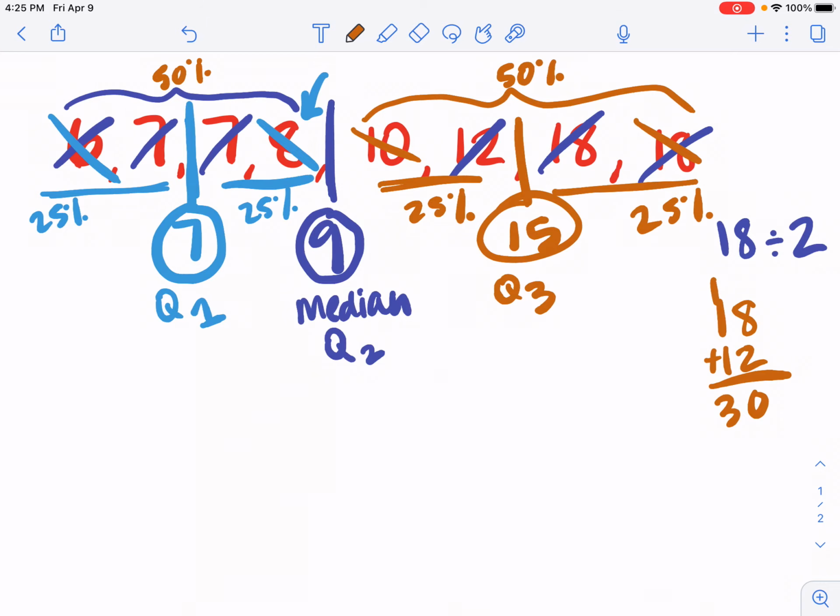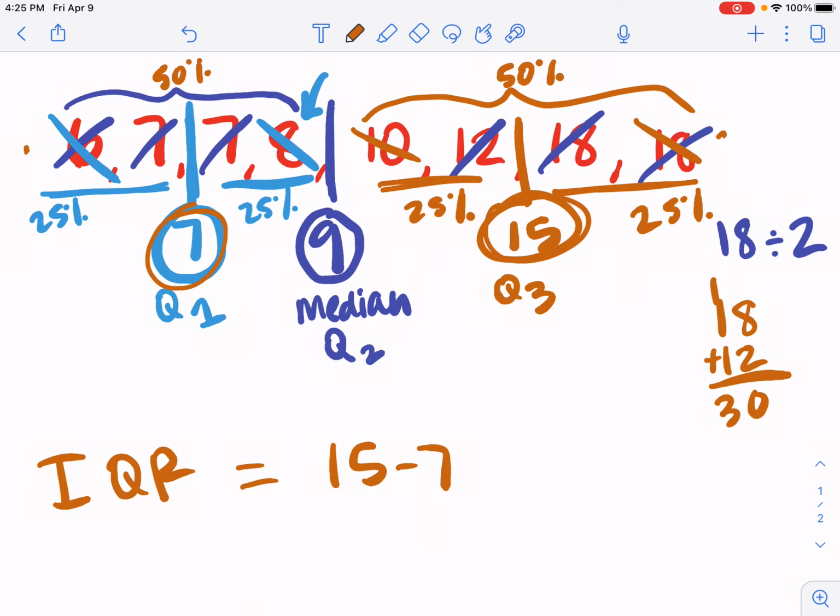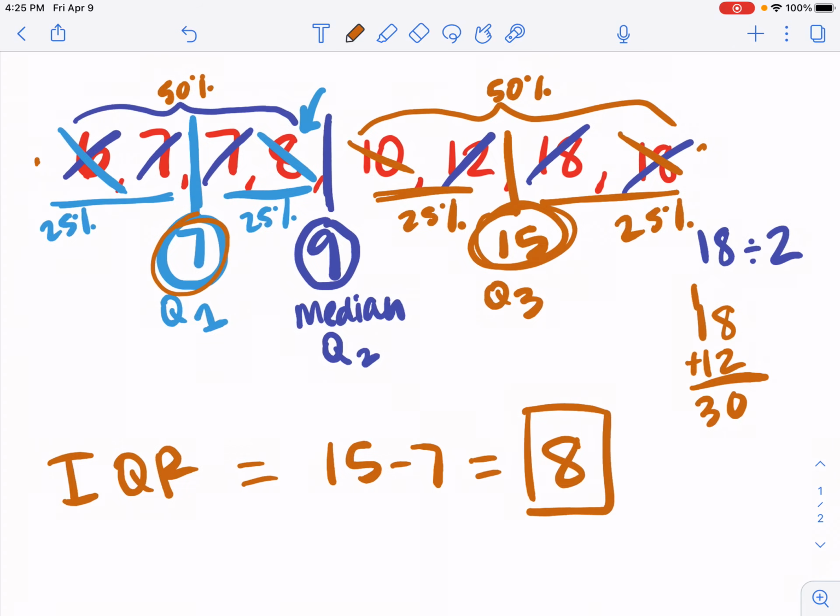So to find the IQR, interquartile range, we know what range is, the difference between the biggest and the smallest, but instead of doing the range of all my data, 18 minus 6, I'm going to just do the range of my quartiles, so 7 and 15. So I'm going to do 15 minus 7, and that equals 8. Okay, so my interquartile range is 8. So that is what happens when you have an even set of data.